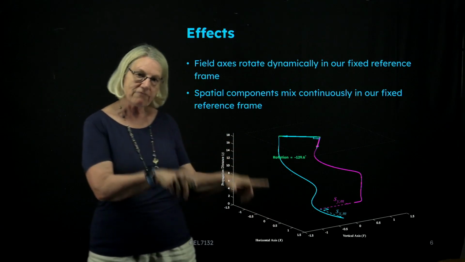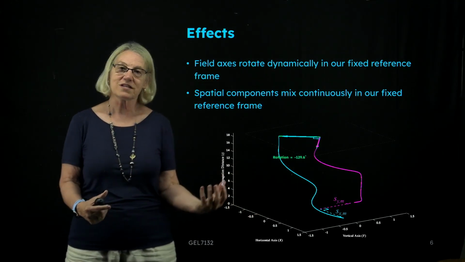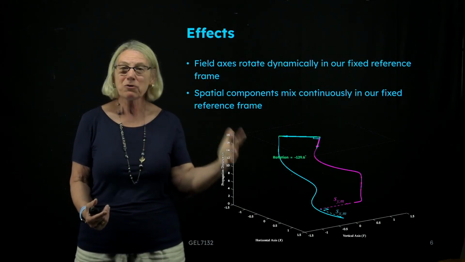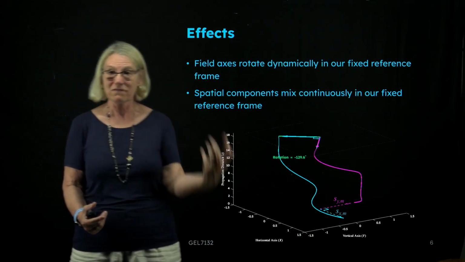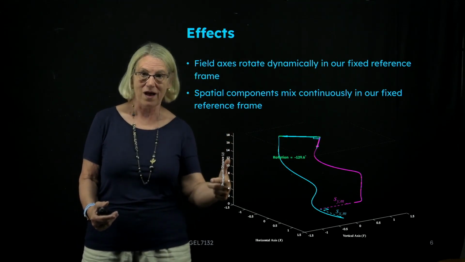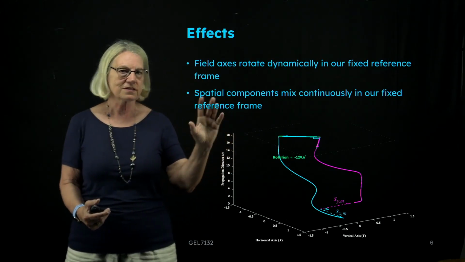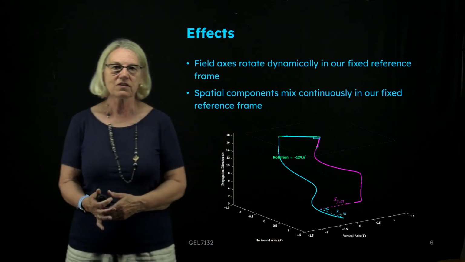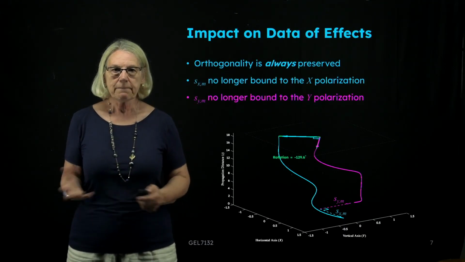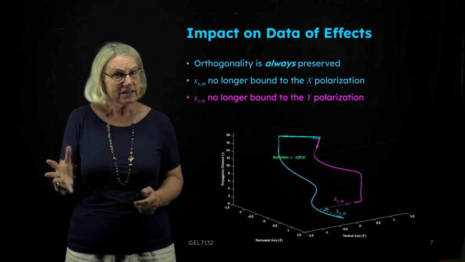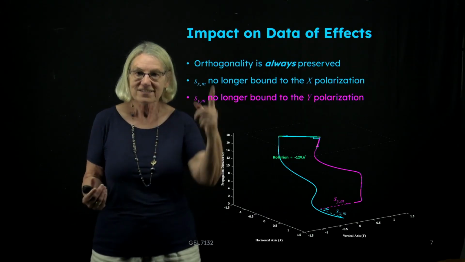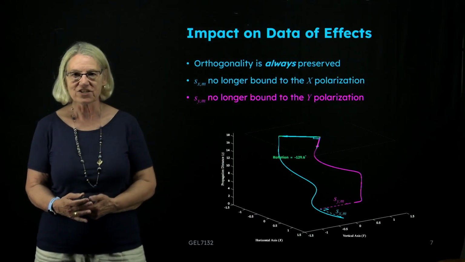And that means if I'm looking in my reference frame, absolute X, absolute Y, it looks like my data at any given point during the transmission, even though it's labeled X, is not in X. Part of it's in X, part of it's in Y. And even though it's labeled Y, at any given point of time it's not lined up with Y. It's actually a mix of different polarization states in terms of the reference frame. So what that means is that the orthogonality is always preserved, but as I said, the X data is no longer bound to the X polarization. Same for the Y.